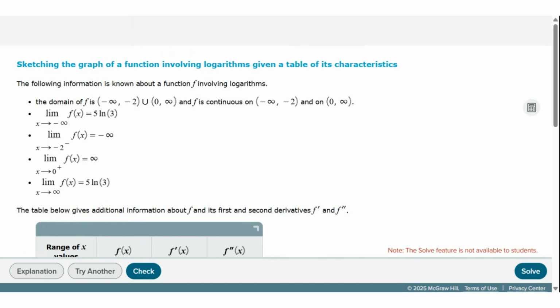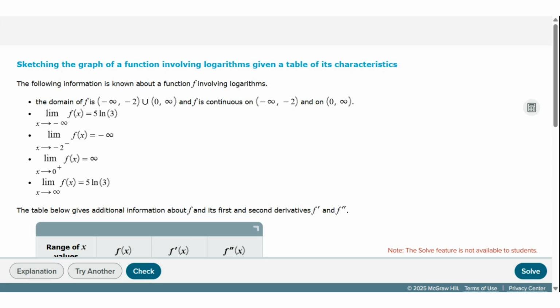So the limit as x approaches negative infinity, so way over on the left side of the graph, is 5 times the natural log of 3. Wherever that is, we'll have to graph that. This is going to be a horizontal asymptote. When x gets further and further to the left, it's approaching that value 5 times the natural log of 3. So horizontal asymptote there.